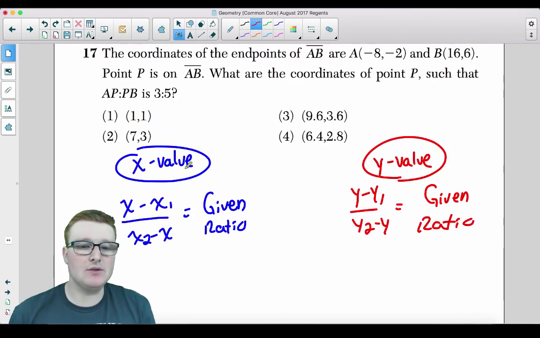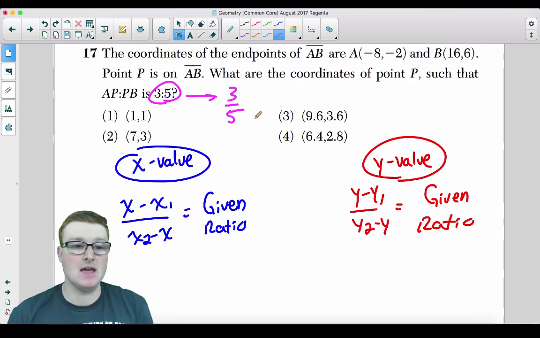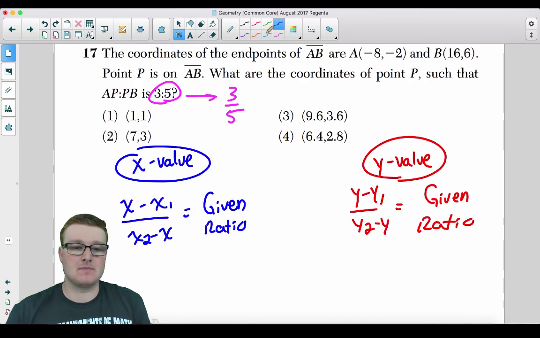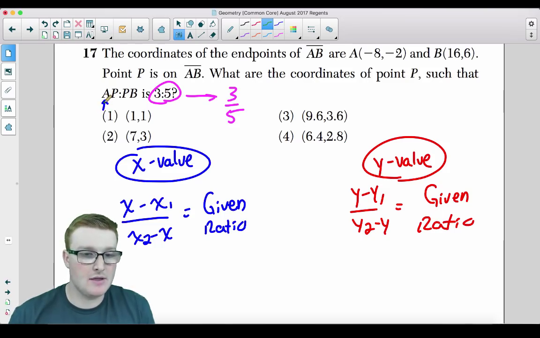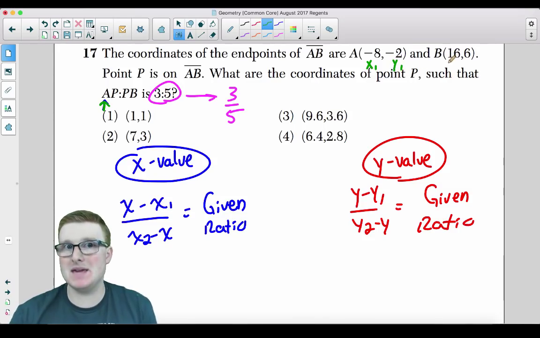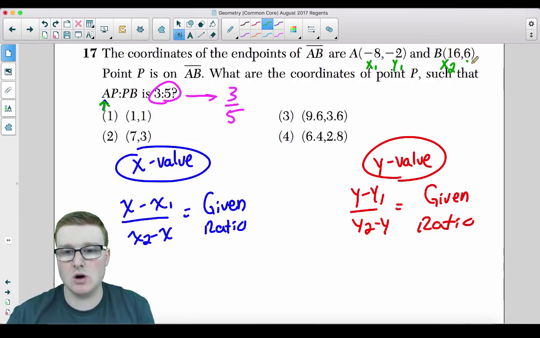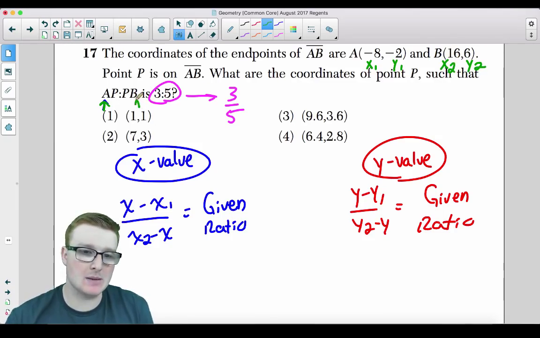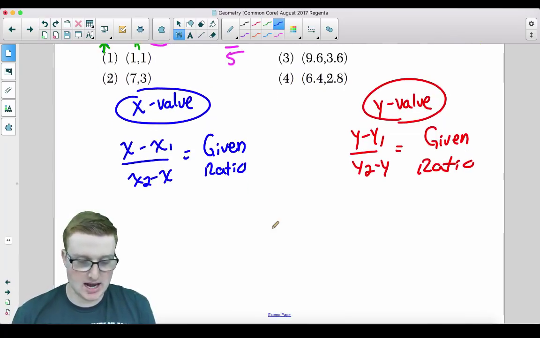Okay, so the given ratio is actually 3/5. That's if you put it as a fraction. Your A comes first. You see how the A comes first? That means that your coordinate A immediately becomes x1 and y1. If you make point B x1, y1, you're going to get it wrong. This has to be x2, y2 because point B comes last. So let's go and plug this information in.